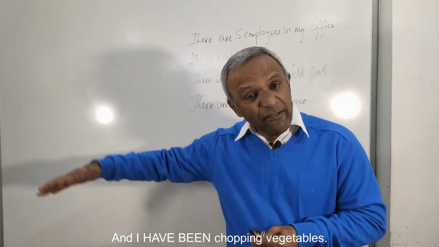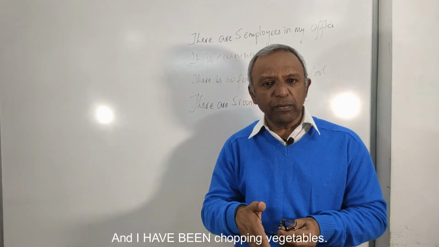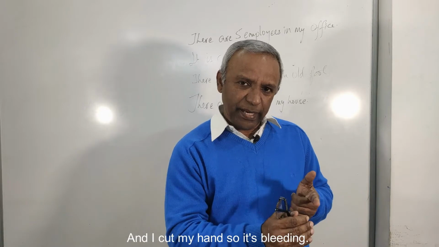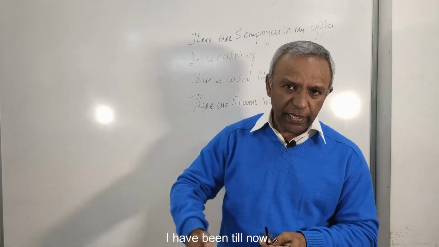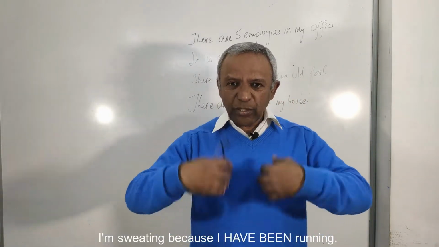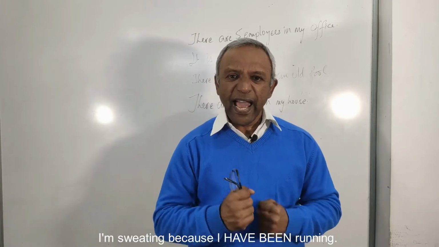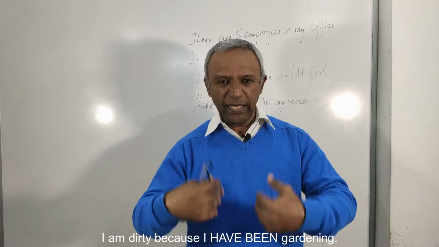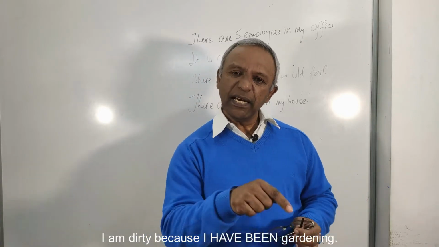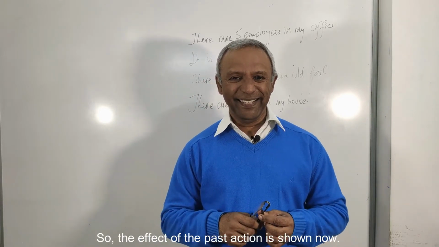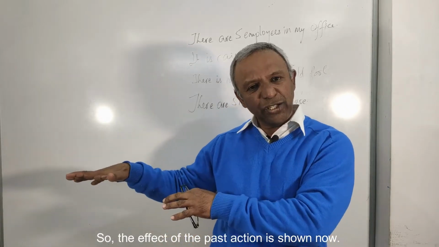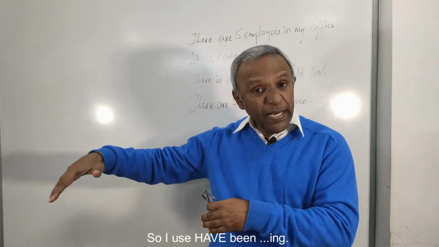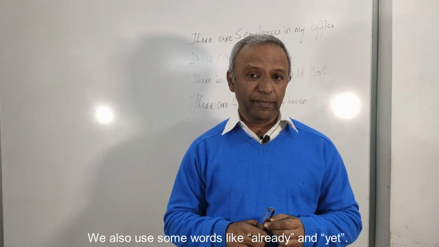I have been chopping vegetables and I cut my hand, so it's bleeding. I have been till now. I'm sweating because I have been running. I'm dirty because I have been gardening. So the effect of the past action is shown now, so I use have, been, ing.